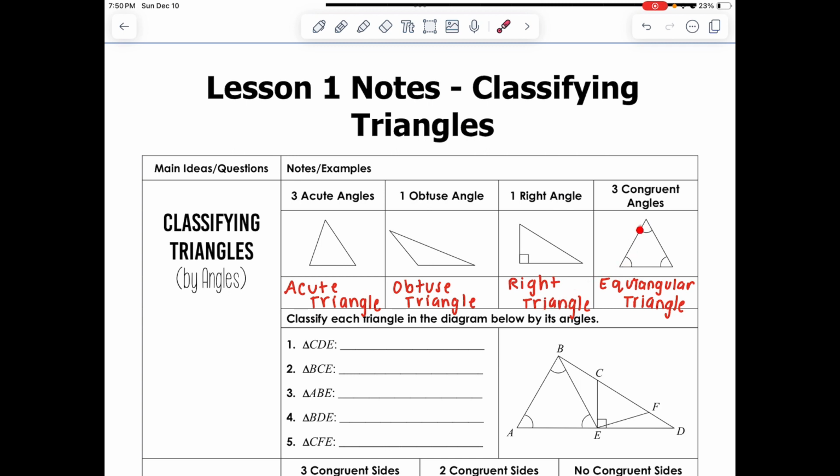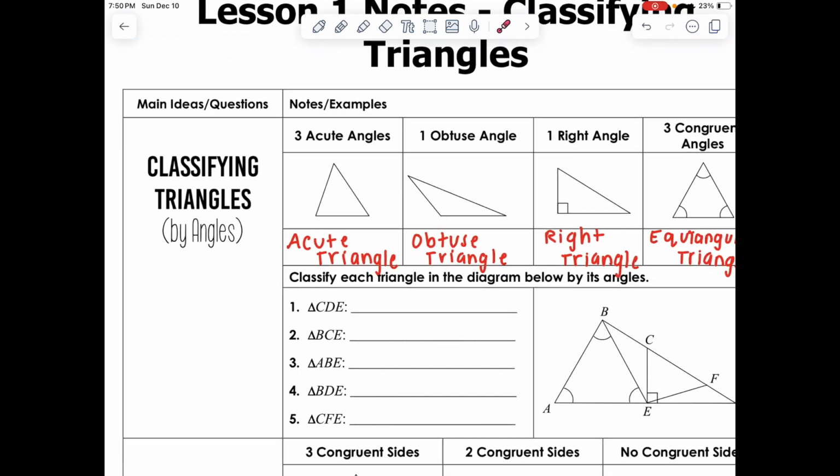And then remember, all of these lines indicate that the angles are congruent. So here, 3 congruent angles is called an equiangular triangle. I don't even know if I'm saying that right. So those are the 4 types of triangles.